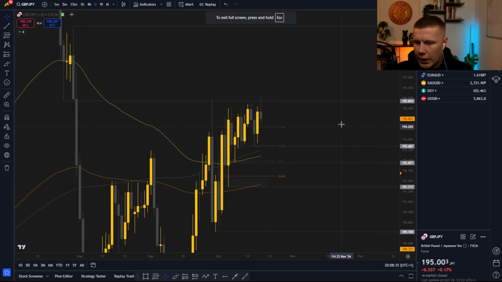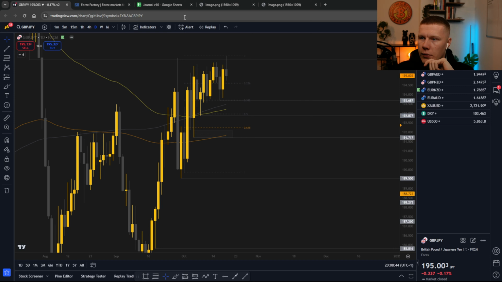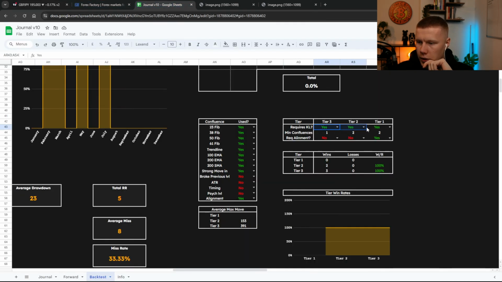Right, let's go over some things. If you didn't know, I've updated my plan a little bit, so I'm not just trading level and fib any longer. This is pretty much my rough plan. So here are the confluences I'm using.